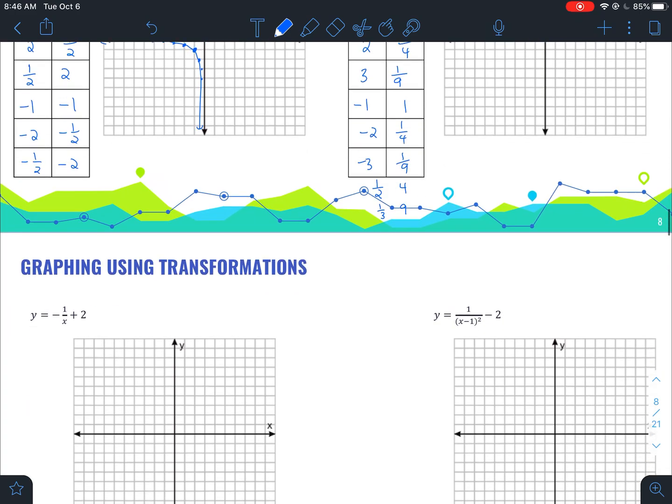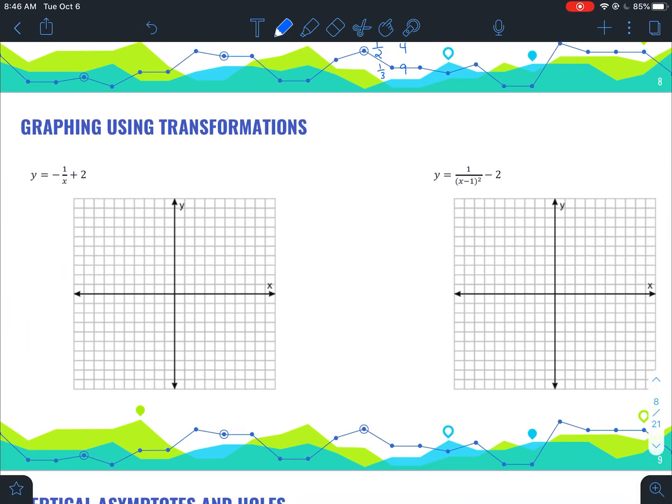And then just like with any other function, you can use the parent function to graph using transformations. So for this one, the parent function moved up 2, and then it was reflected up down, or reflected over the x-axis. So we're going to take our parent function, which looks like this, and move it up 2. So now it's up to here. And then the piece that was up is going to go down, and the piece that was down is going to go up. So this guy's going to look like this and like this. And you can check on Desmos to make sure that that looks like a good sketch.